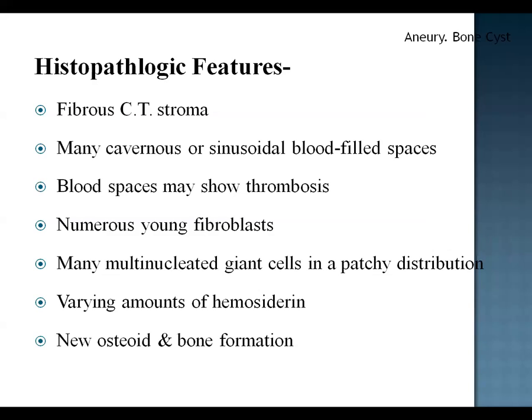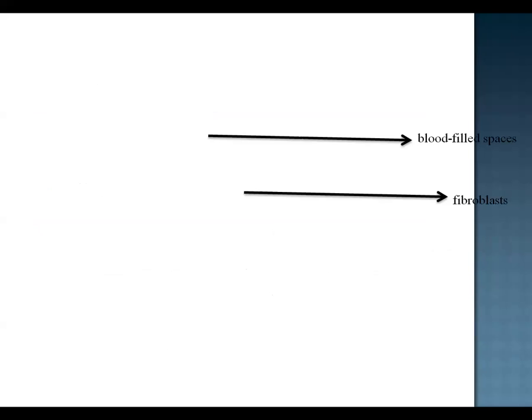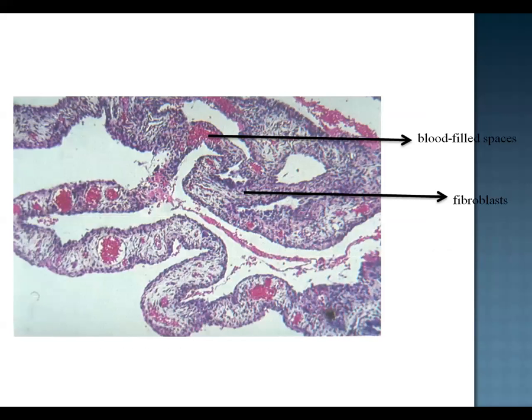Histopathologically, fibrous connective tissue stroma is seen. Many cavernous or sinusoidal blood-filled spaces are present. Blood-filled spaces may show thrombosis, numerous young fibroblasts, many multinucleated giant cells in a patchy distribution, varying amounts of hemosiderin pigment, and new osteoid and bone formation. So this is the picture of an aneurysmal bone cyst with blood-filled spaces, fibroblasts and numerous giant cells.